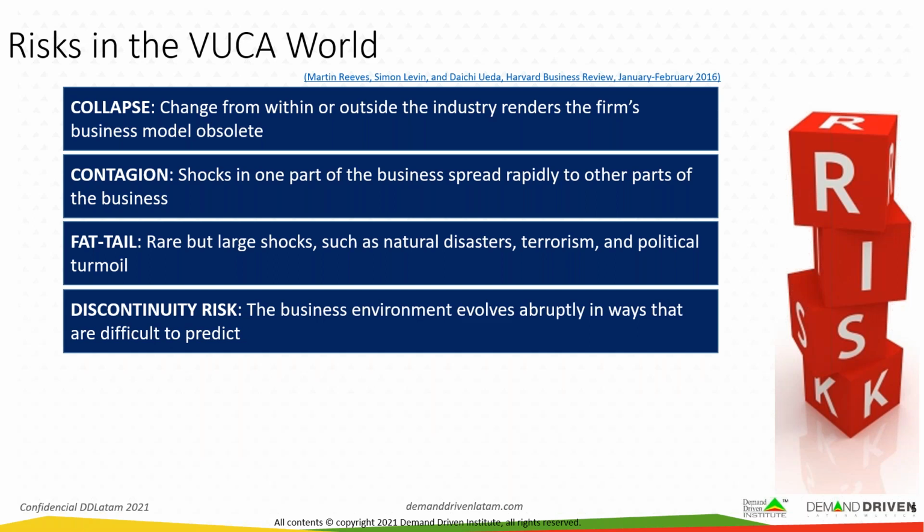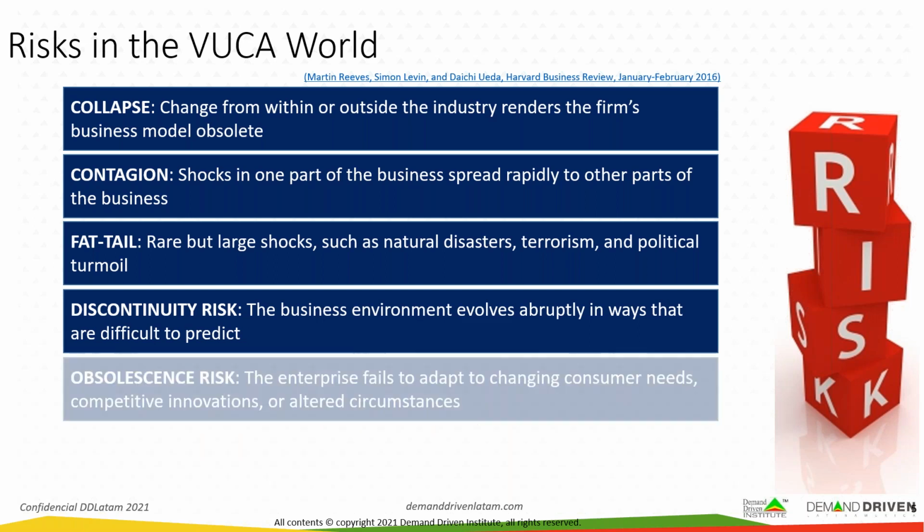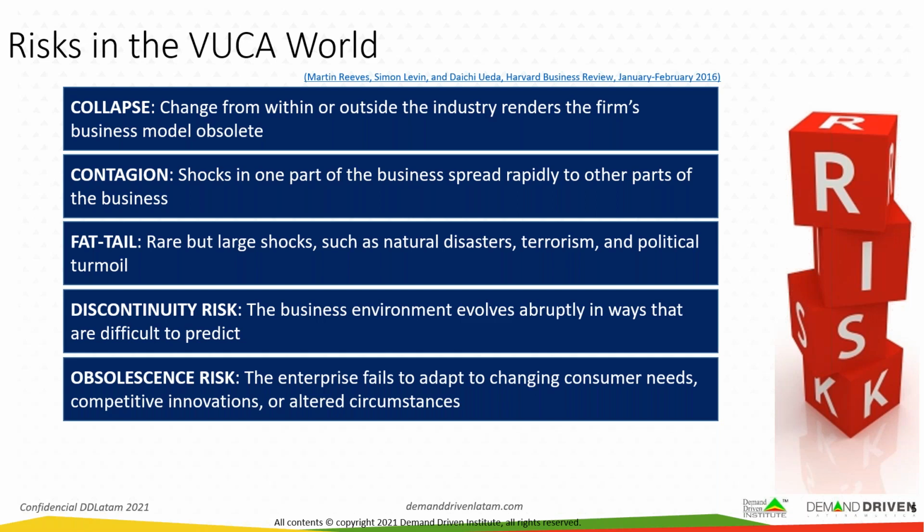So we've got this discontinuity risk: none of this was on anybody's strategic plan. Our whole business environment just evolved very abruptly and it was not predicted. And the obsolescence risk. If you think about the changes in consumer behavior, not to continue to pick on the pandemic, but it's a very good example of how a fat tail risk can also invoke some of the other risks that we need to be concerned about.